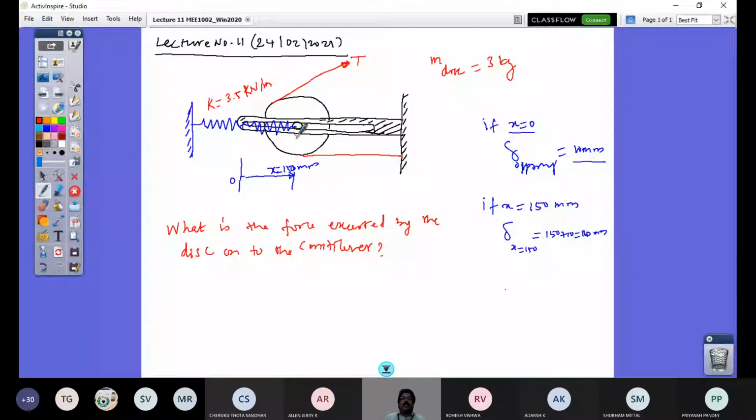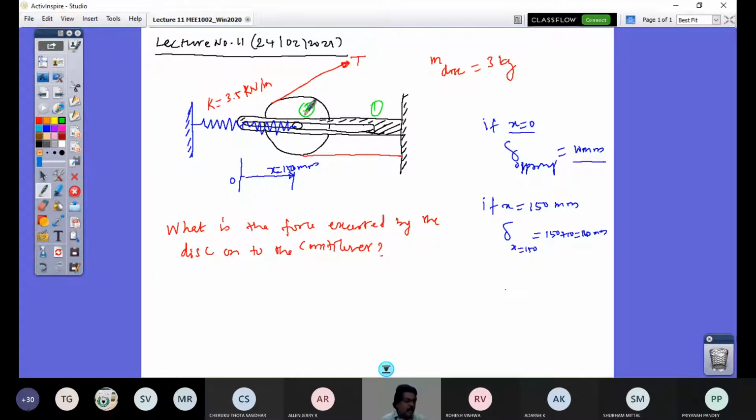So this is the arrangement. Now the question is, what is the force exerted by the disc onto the cantilever? How do you solve this problem? Again, it is a very interesting problem, as this involves a connected body system. So how many elements are there in this? Let's number one by one. I have this cantilever, that's 1. I have my disc, which is number 2.